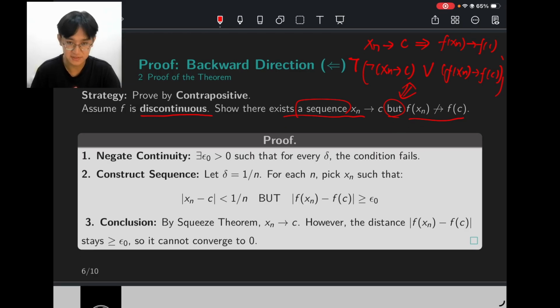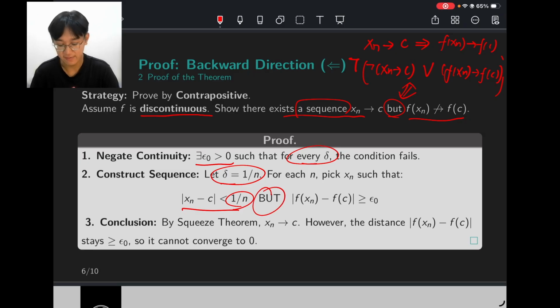So we just need to define a bad sequence here. There exists epsilon 0 bigger than 0, and for every delta, we define delta to be 1 over n. Why? Because when n goes to infinity, 1 over n goes to 0. So the sequence we choose satisfies |xn - c| < 1 over n, but |f(xn) - f(c)| is always bigger than or equal to epsilon 0.